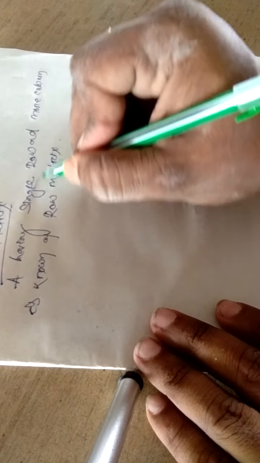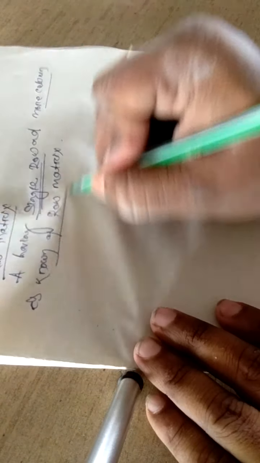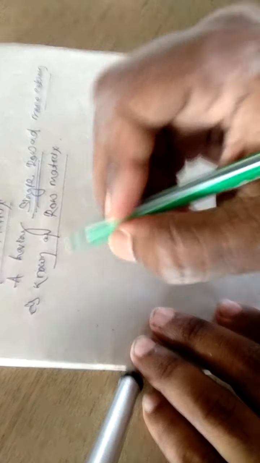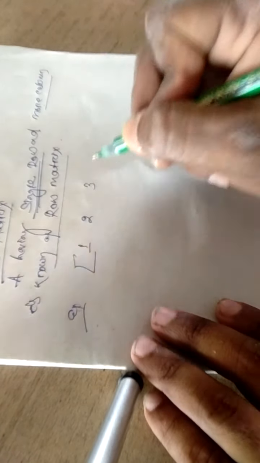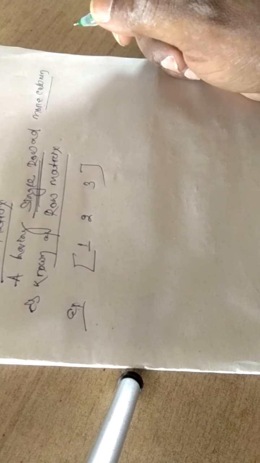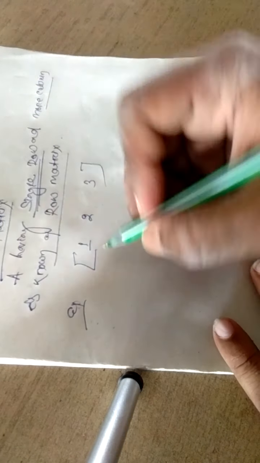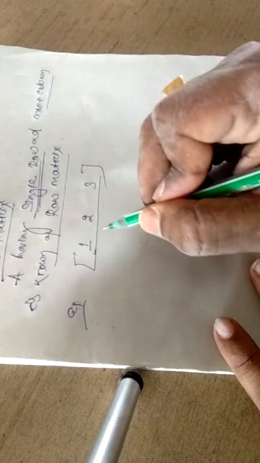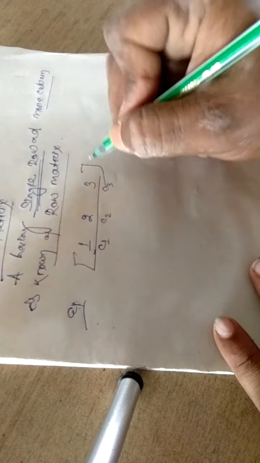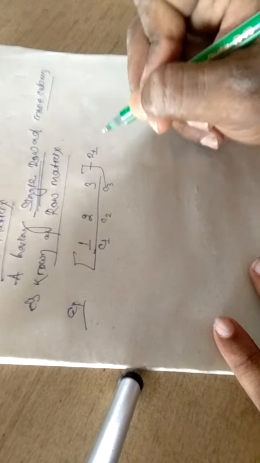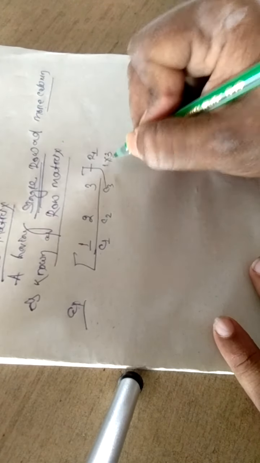Taking examples of row matrix: a matrix having a single row and more columns is called a row matrix. For example, 1 2 3 is an example of a row matrix, having a single row and 3 columns: column 1, column 2 and column 3. Row is 1, so the order of the matrix is 1 by 3.